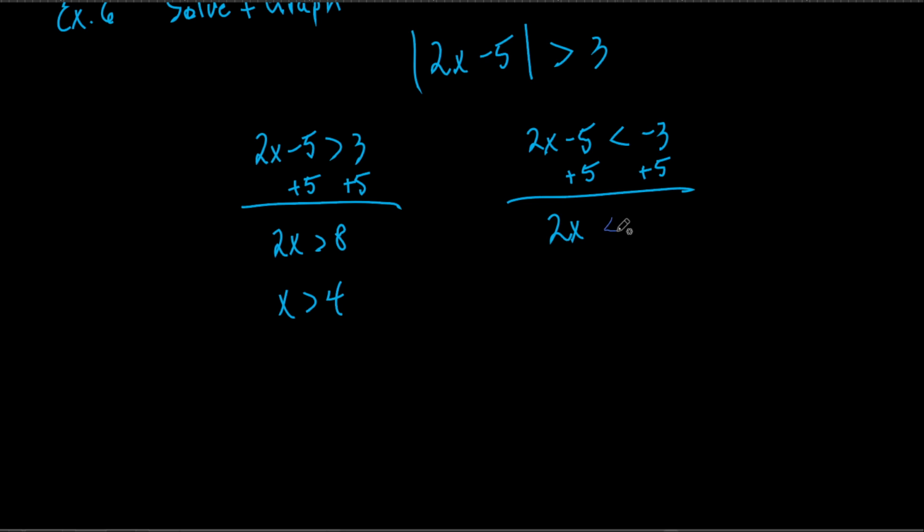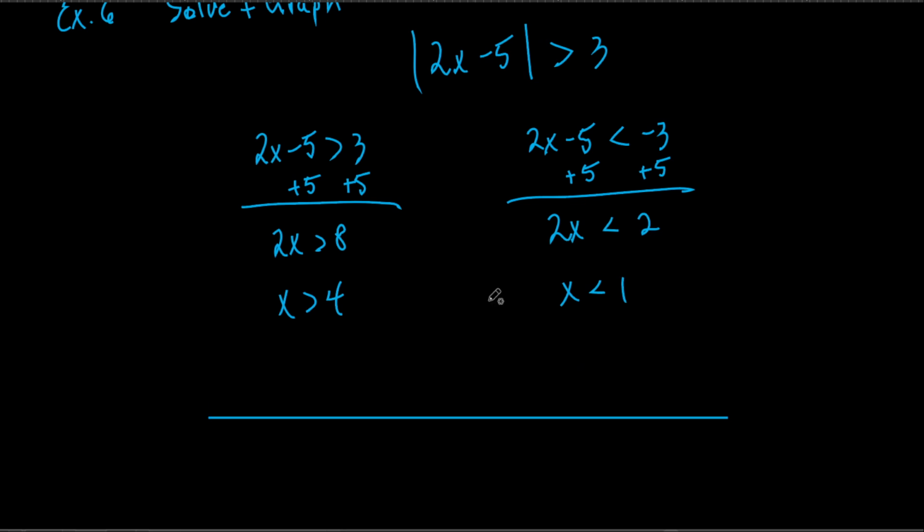2x is less than 2. Divide by 2, x is less than 1. Okay? Now, the weird thing about this, let's graph this first, before we write it in interval notation. I think that might make sense a little bit more.